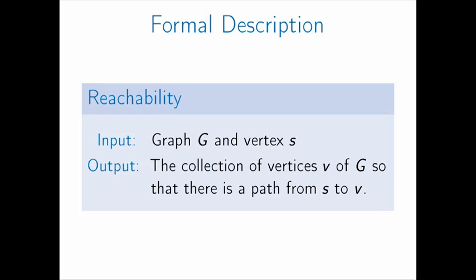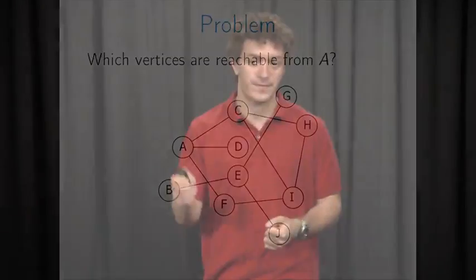So the formal description of the problem that we would like to solve is, given a graph G and a vertex S in G, we'd like to find the collection of all vertices V in the graph such that there is a path from S to V, everything that we can reach from S.